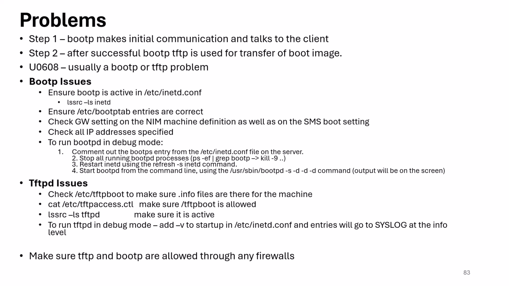So what are the things that you can check? On your NIM server, go into /etc/inetd.conf and make sure that bootps is allowed, not commented out. You want to make sure TFTP is also not commented out. And then have a look at /etc/bootptab. If you've configured an LPAR to be installed, the very bottom entry in bootptab should be for that LPAR. Check all the IP addresses, the gateways, that kind of thing.